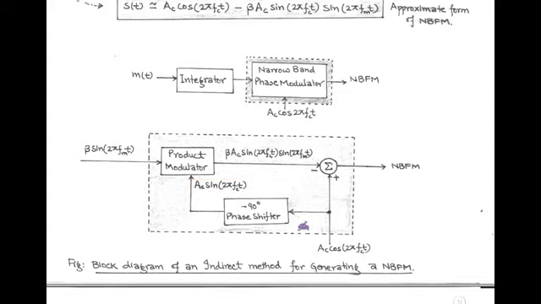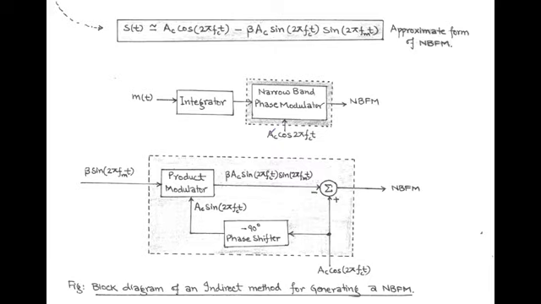Another input of the product modulator is the sinusoidal carrier signal, that is Ac sin 2 pi fc t, according to the second term of the approximate form of narrowband FM. It is obtained with the help of the minus 90 degree phase shifter. Now, the output of the product modulator is simply the product of beta sin 2 pi fm t and Ac sin 2 pi fc t, that is beta into Ac sin 2 pi fc t into sin 2 pi fm t.